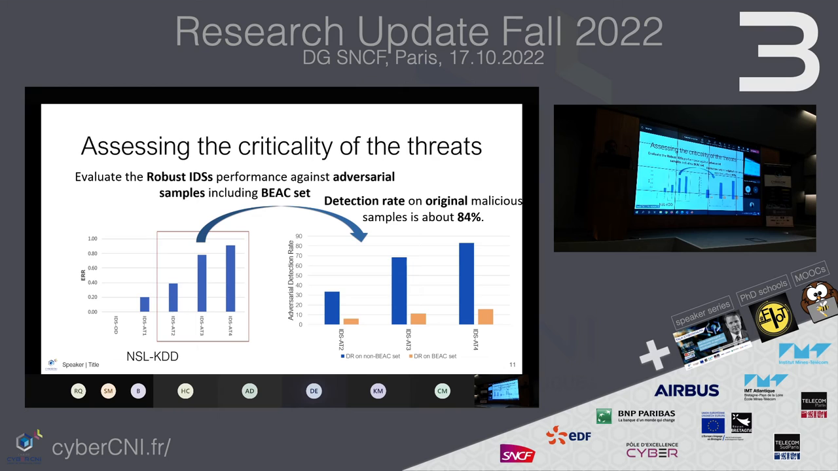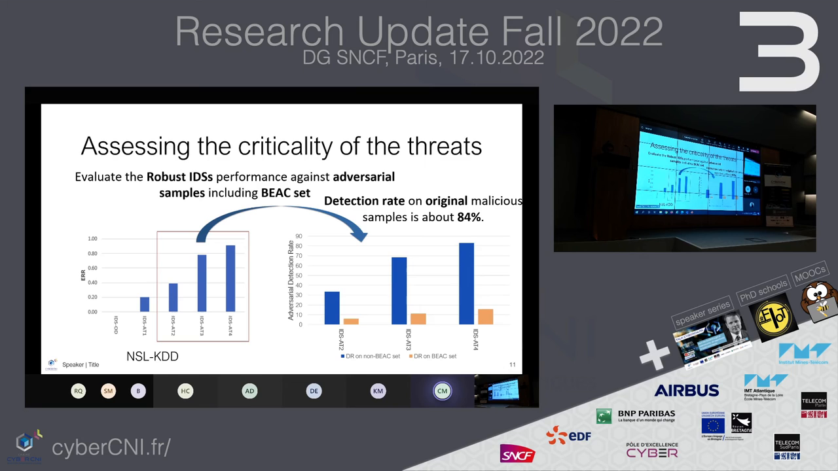Now, if we evaluate the performance of adversarial samples against this robust IDS by a split between the peak elements and the non-peak elements, we can see that the detection rate on the non-peak elements works very well. Even on IDS A4, it has the same performance as on the original malicious samples. But if we look at the orange bars, which are the detection rate against the peak elements, we can see that even the most robust IDS fails against this type of adversarial samples. So the threat here is real and it's very effective.